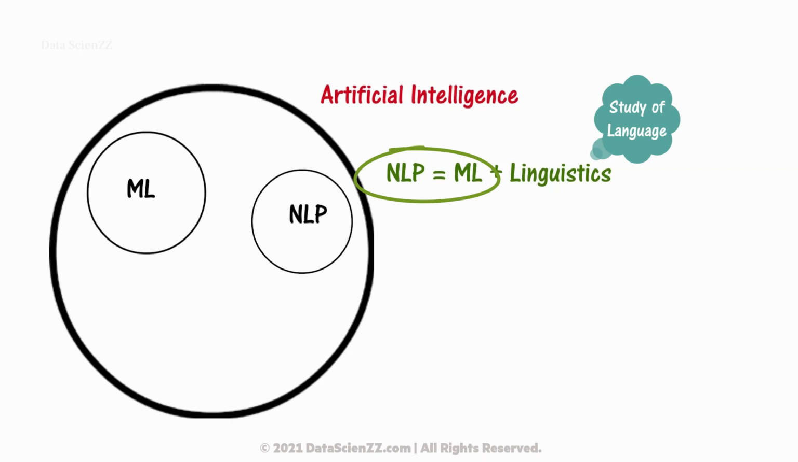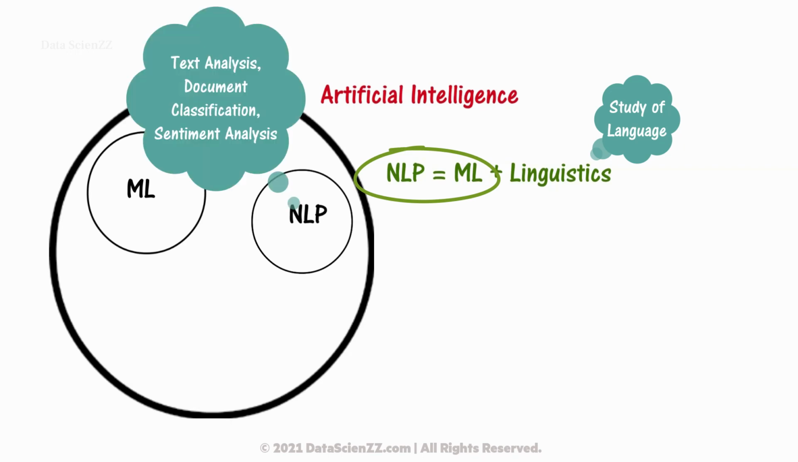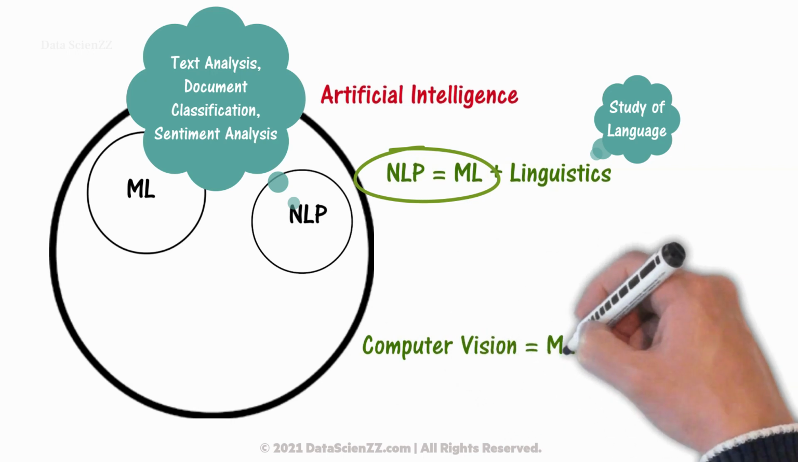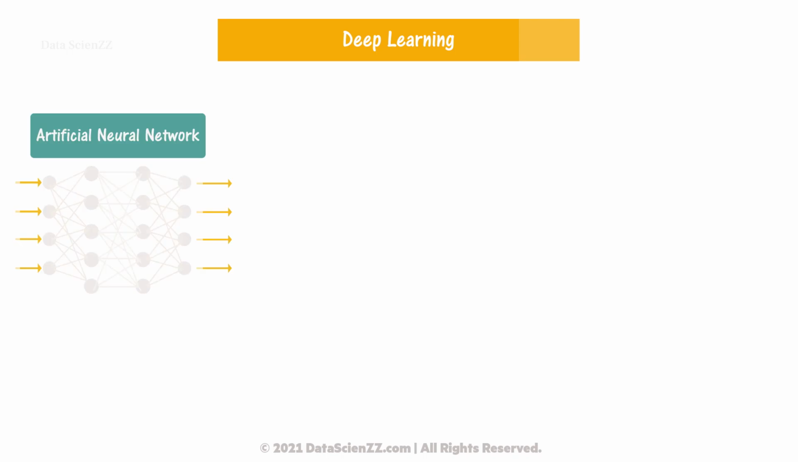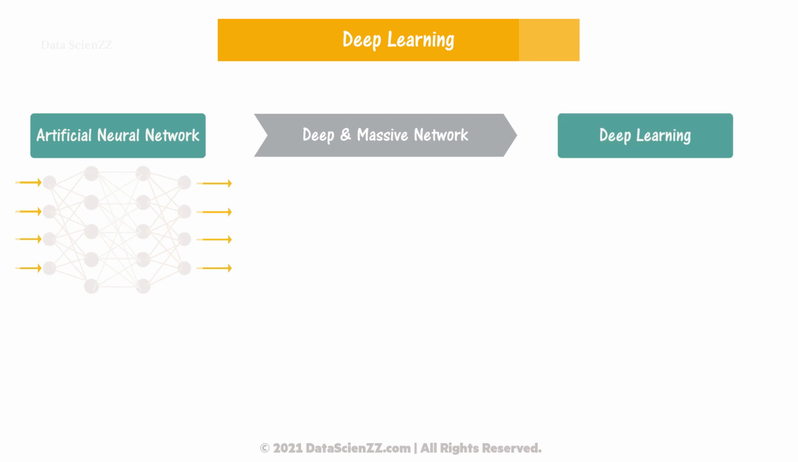NLP imparts intelligence to computers to process text data, like sentiment analysis, document classification, and analysis of large amounts of natural language data. Similarly, ML with image processing created computer vision, a field that makes a computer recognize images and videos. Recently, artificial neural network with massive computer architecture, to its own credit, became a separate field. This is known as deep learning.